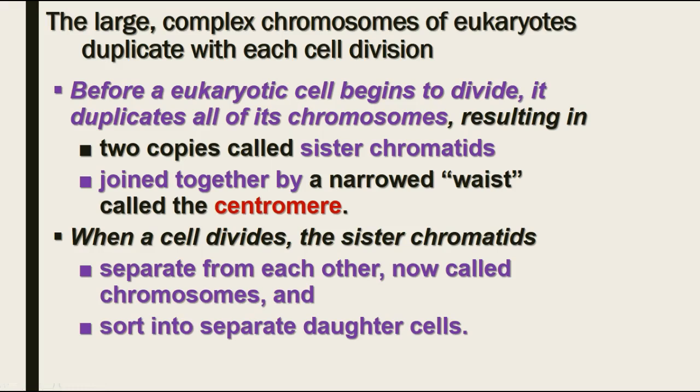Before the eukaryotic cell begins to divide, it has to duplicate all its chromosomes. And like I just said, they're called sister chromatids, joined together at that central part called the centromere. One thing you'll notice about the cell cycle unit is there are lots of words that begin with C, and it's very important to pay close attention to your C words so that you don't get them confused with each other. When the cell divides, the sister chromatids can separate from each other. They're then called chromosomes, and they will sort into their separate daughter cells.